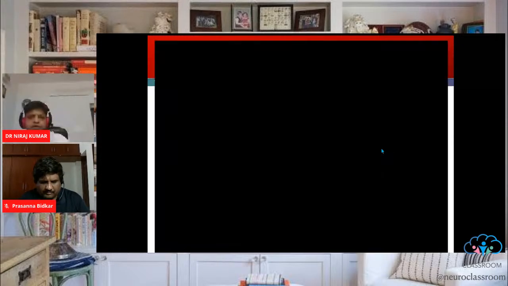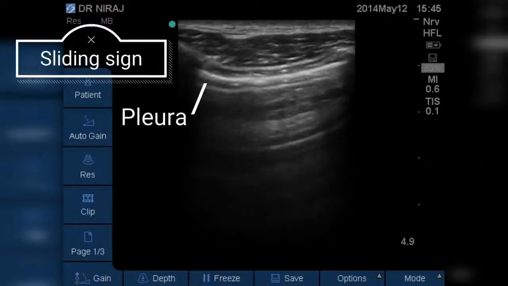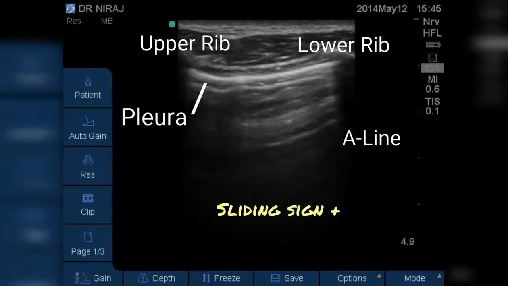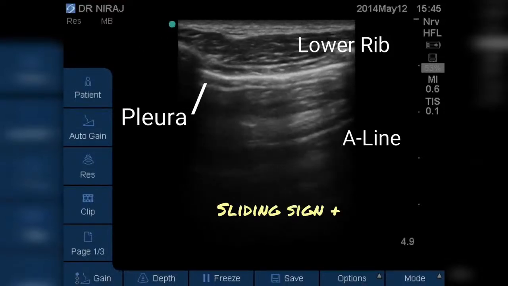So I will request you to watch the sliding sign video. Here you can see the to-and-fro movement or glistening or shimmering appearance of the pleura synchronized with the respiration. It's called the sliding sign.